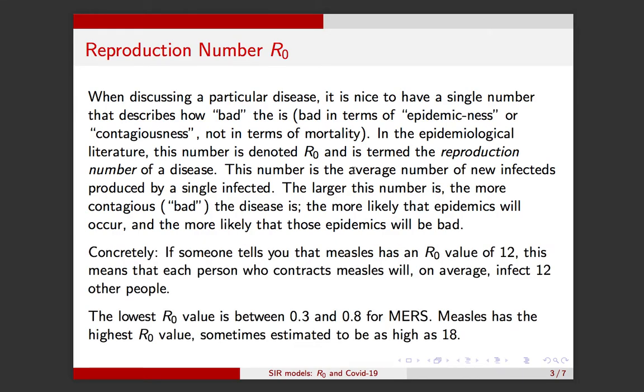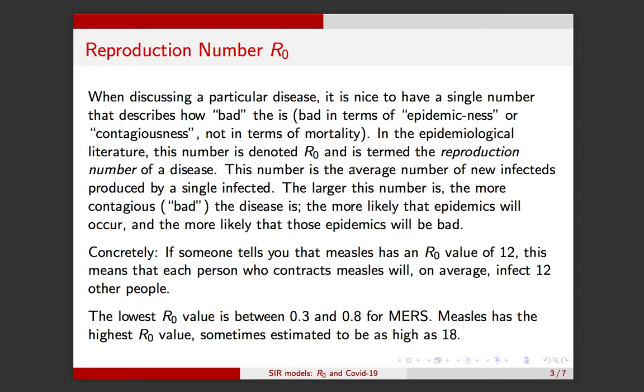Just to be concrete about this, if I tell you that measles has an R0 value of 12, I'm telling you that each person who has the measles will, on average, infect 12 other people. That's terrible. And measles, by the way, 12 is usually the lower end of the estimates for R0.